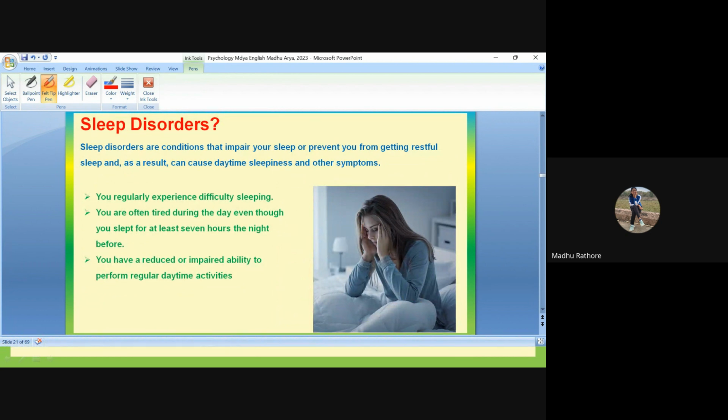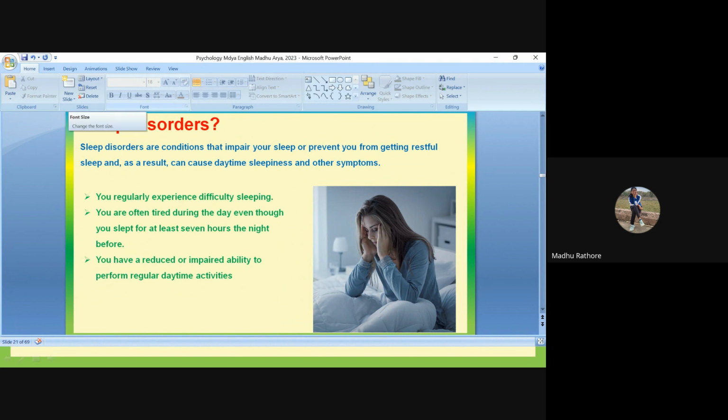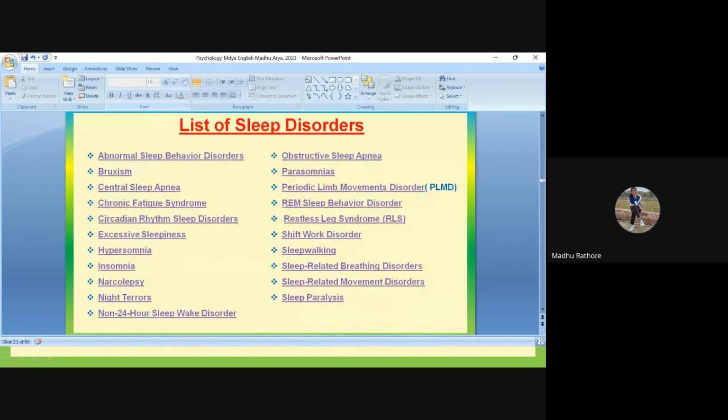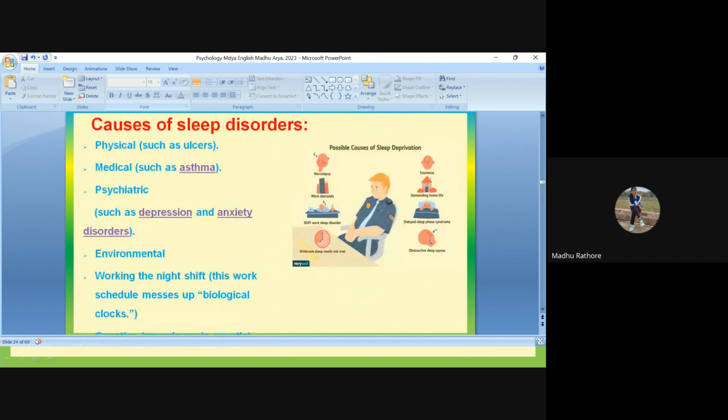It's time also, so it's enough for today. Tomorrow we will go through all the sleep disorders because it's a big topic. I have mentioned so many disorders, a list of disorders, so it takes time.